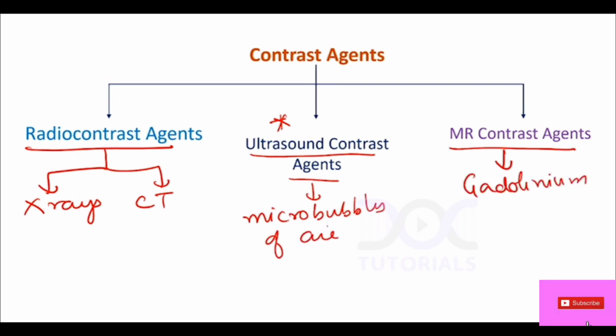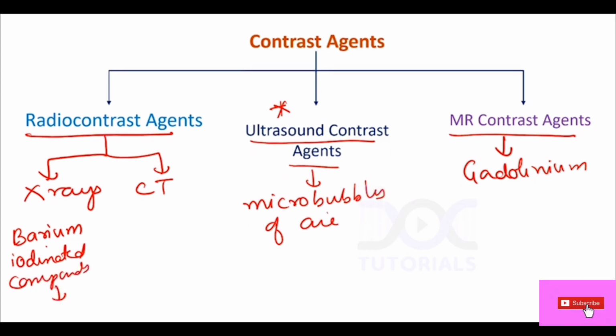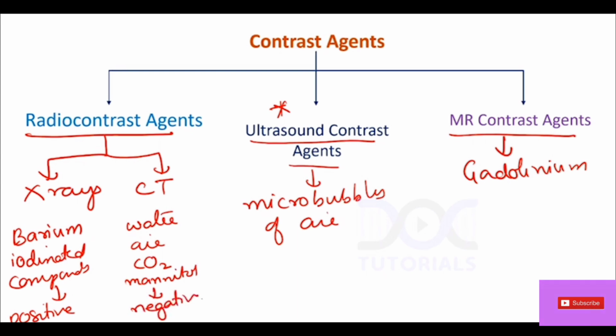So the radio contrast agents can be barium or iodinated compounds, and these are bright on the radiographs and appear white, so these are positive contrast agents. They can also be negative contrast agents like water, air, carbon dioxide, mannitol. All of these can act as negative contrast agents. They appear darker than the surrounding tissue. So these are your different types of contrast agents.